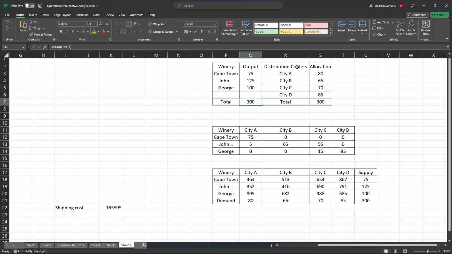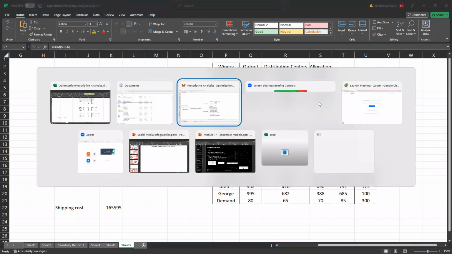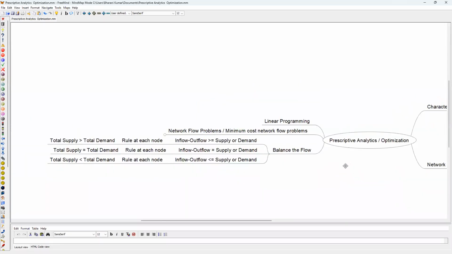Then you have distribution centers also. They supply to 4 cities, city A, B, C, D. How many liters of wine is supplied is provided here. Here, total supply is equal to total demand, right? This is what we are looking at. That means inflow minus outflow equals supply or demand.